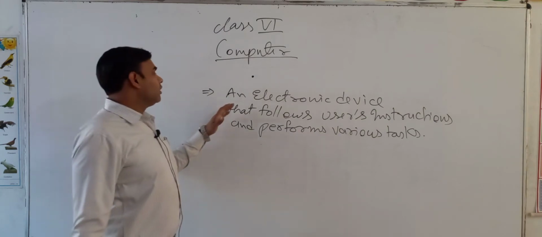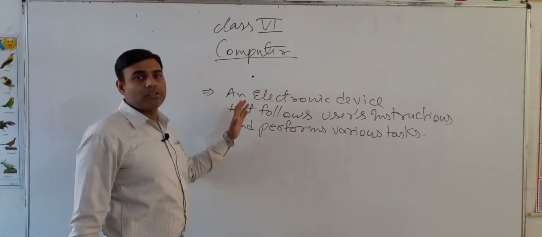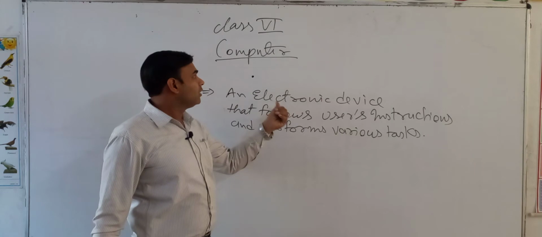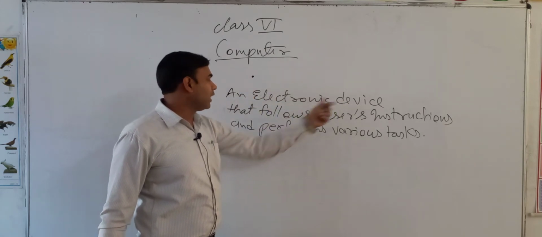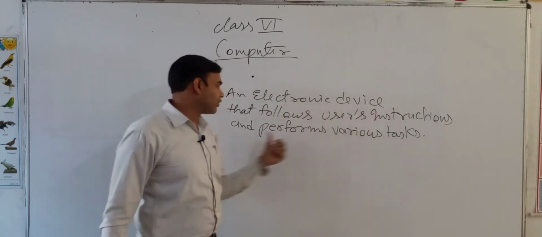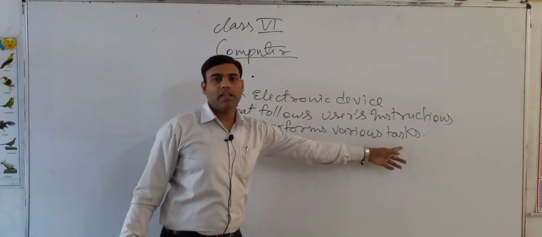Okay. Now we recite this definition one more time. Computer is an electronic device that follows users' instructions and performs various tasks.